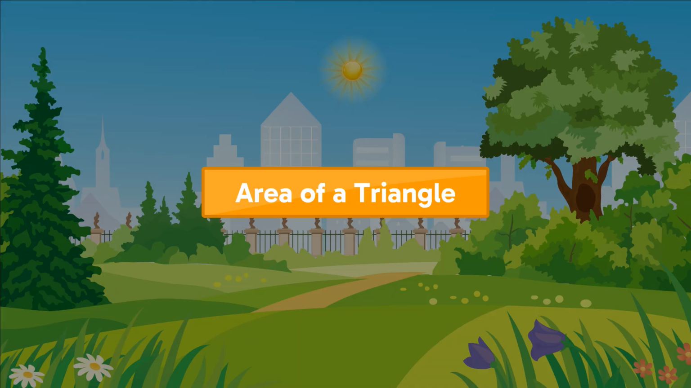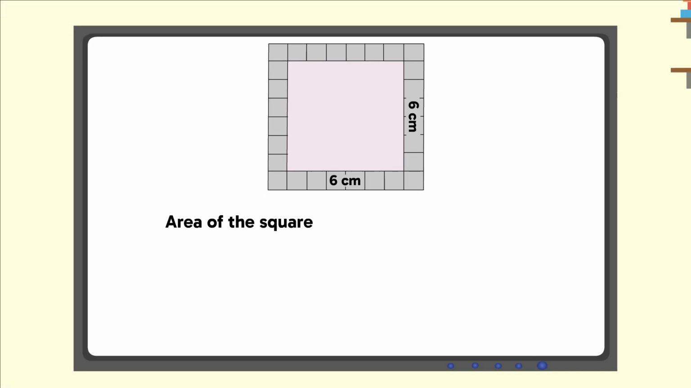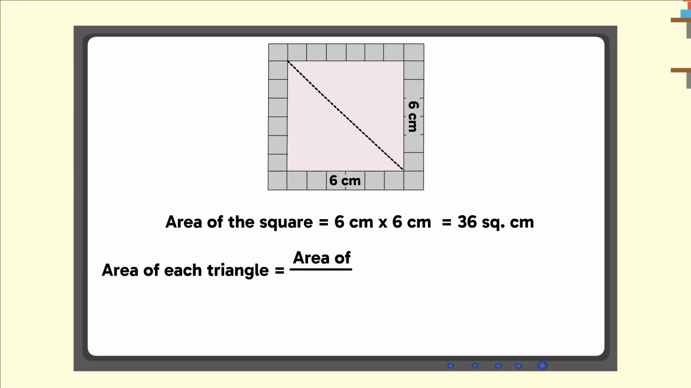Area of a triangle. Look at the square. The area of the square is 6 centimeter into 6 centimeter, which is 36 square centimeter. A diagonal divides a square into two halves. Each half is a triangle. So, the area of a triangle is half the area of the square, which is 18 square centimeter.